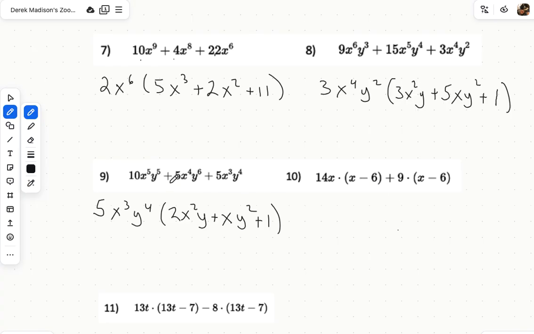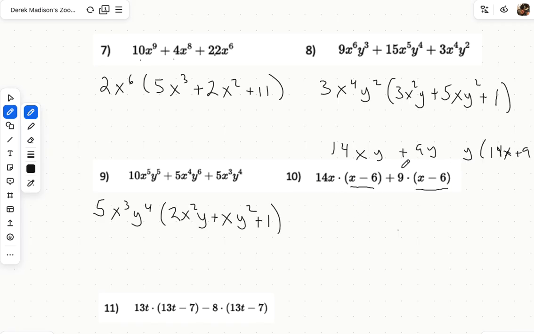These last couple, so we've been looking for greatest common factors that are monomials without addition or subtraction going on in them. In this case, it happens to be the greatest common factor is a binomial. So it has addition and subtraction. It works exactly the same. If we thought of this as 14xy plus 9y, we would just factor that y out front and have 14x plus 9.